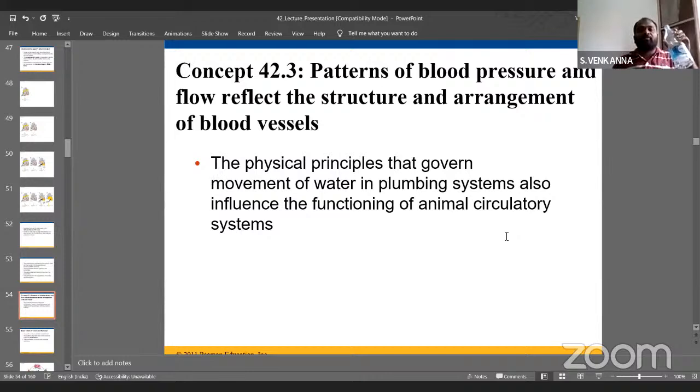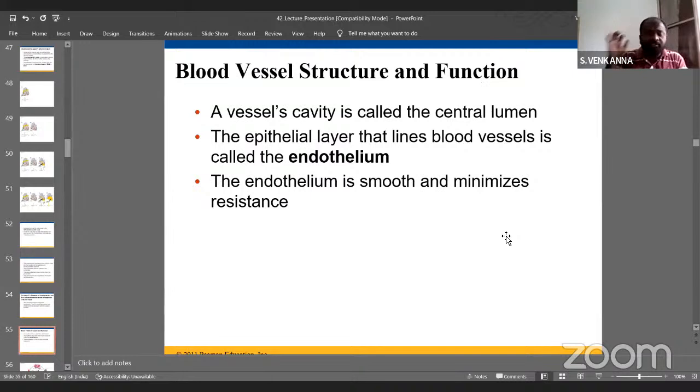The patterns of blood pressure and flow reflect the structure and arrangement of blood vessels. The physical principles that govern movement of water in plumbing systems also influence the functioning of animal circulatory systems. Blood vessel structure and function are very important. A vessel's cavity is called the central lumen. The epithelial layer that lines blood vessels is called the endothelium.